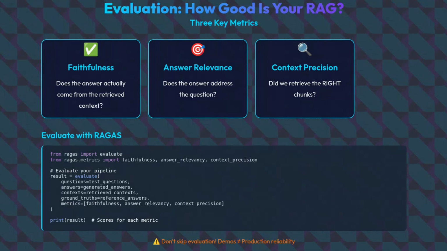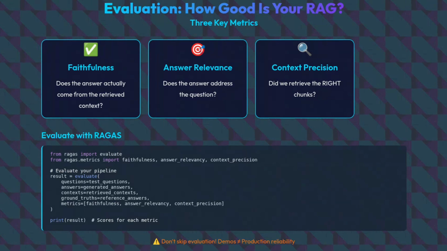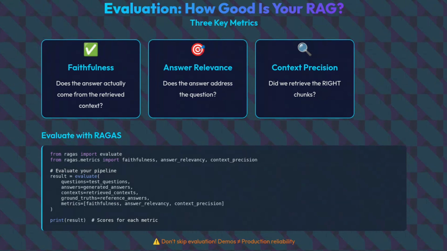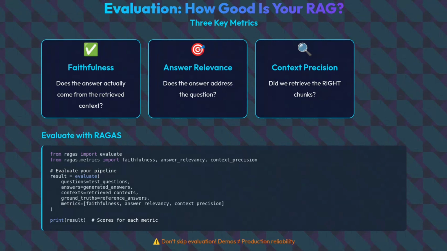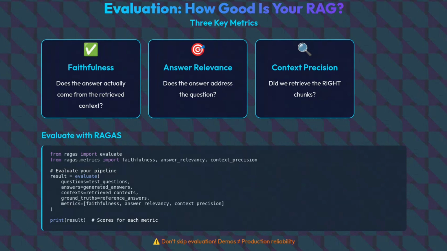A great tool for this is RAGAS, an open-source framework specifically for evaluating RAG pipelines. You give it your questions, answers, contexts, and ground truth answers, it scores each metric automatically. Don't skip evaluation. A pipeline that feels good in demos can completely fail on edge cases.